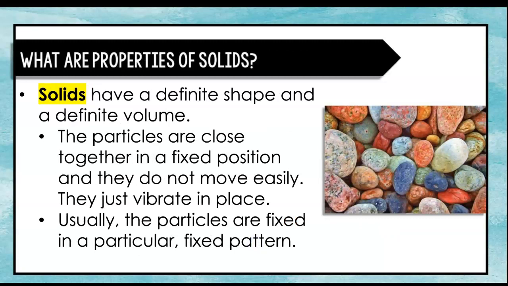So what are some properties of solids? Well, solids are going to have a definite shape and a definite volume. Typically the molecules or the particles that make up solids are packed together pretty closely, and those molecules are in a very fixed position, and that's what gives it its definite shape. They do not move very easily, but they are moving, and they move by just vibrating. They don't really flow past each other or move past each other, but the individual molecules that make up a solid will just vibrate in place. And that's what helps give the solid its fixed pattern, its definite shape, and its definite volume.